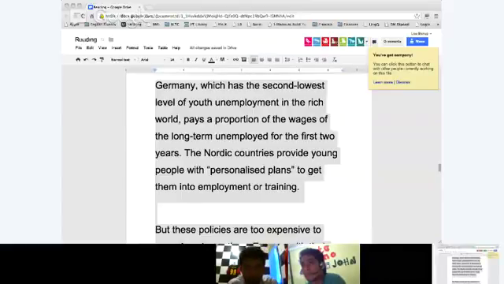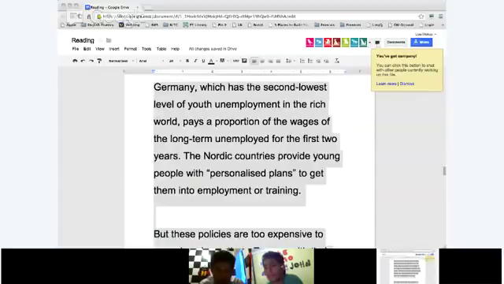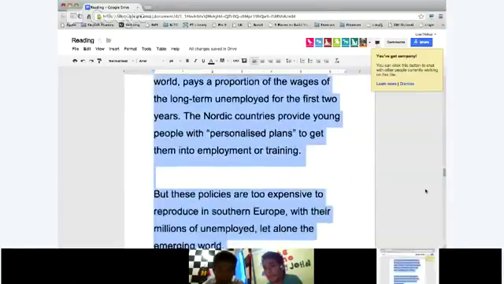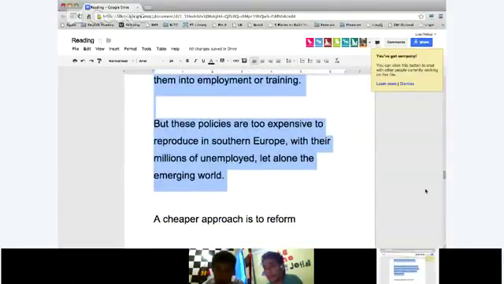Germany, which has the second lowest level of young unemployment in the rich world, pays a proportion of the wages of the long-term unemployed for the first 2 years. The Nordic countries provide young people with personalized plans to get them into employment or training. But these policies are too expensive to reproduce in Southern Europe with their millions of unemployed, let alone the emerging world.